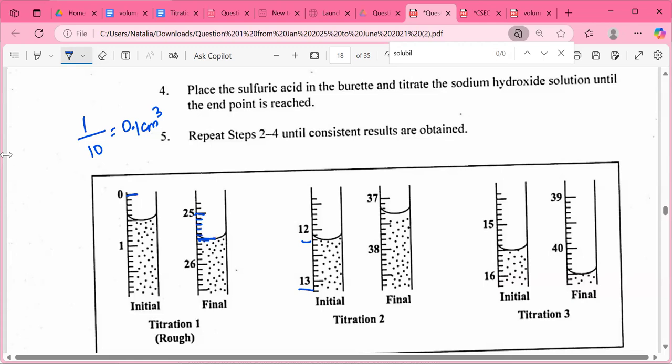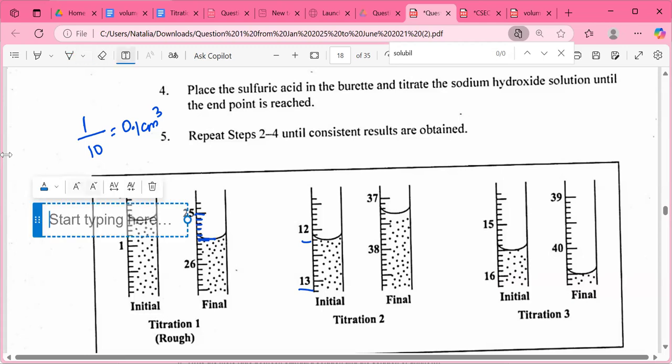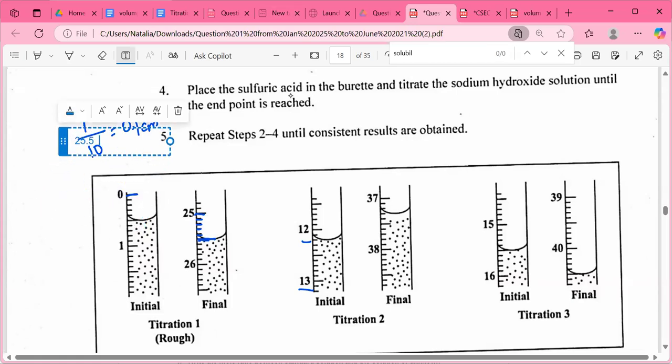The bottom of the meniscus sits on 25.5. So 25.5. And then your initial reading would be 0. So we start at 0, then this is 0.1, 0.2. So this would be 0, 0.1, 0.2, 0.3, 0.4, 0.5. So it's 0.5.